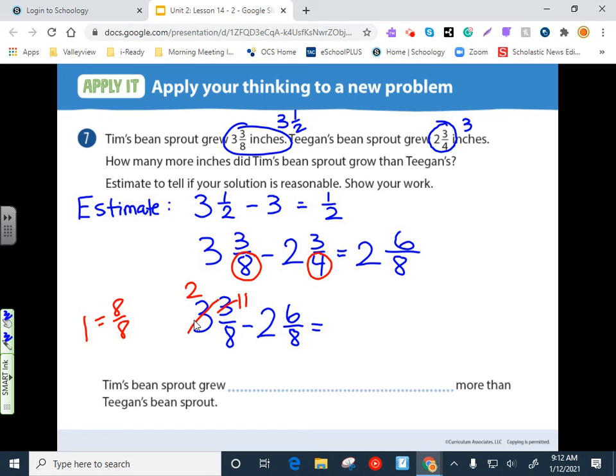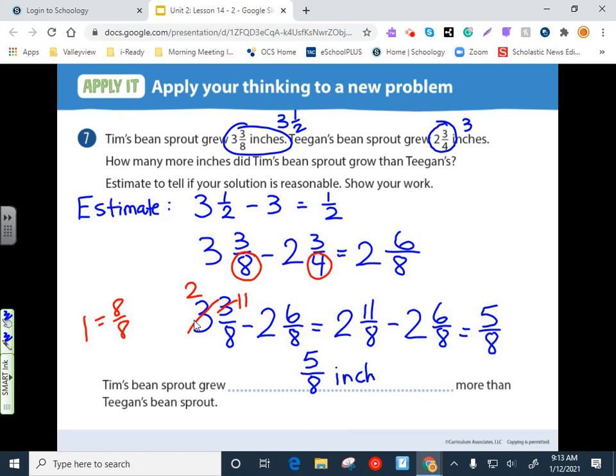So we've got 2 11/8 minus 2 6/8. And 2 minus 2 is 0. 11/8 minus 6/8 is 5/8. And Tim's bean sprout grew 5/8 inch more than Tegan's bean sprout.